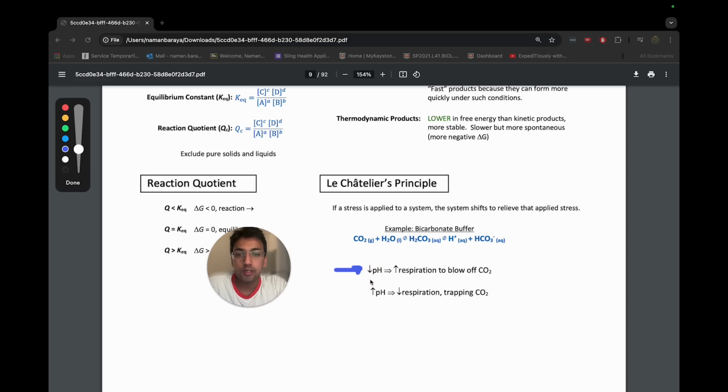Now over here, it's less pH, which means higher H+, and that means that we're going to go this way, which means we're going to produce more carbon dioxide, which means we're going to respirate more and blow off that CO2. So that's basically Le Chatelier's principle.